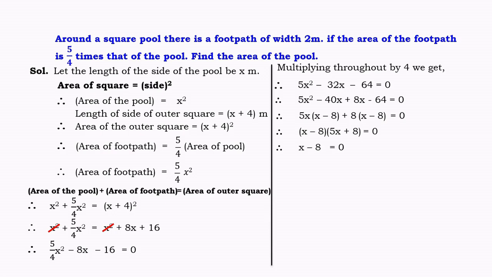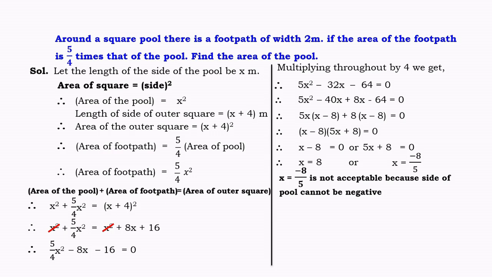Since the product of two factors is 0, either factor can be 0. So, x minus 8 equals 0, or 5x plus 8 equals 0. This gives x equals 8, or x equals negative 8 divided by 5. The side length of a swimming pool cannot be negative. Therefore, negative 8 divided by 5 is rejected. Hence, x equals 8. So, the side of the square pool is 8 meters.